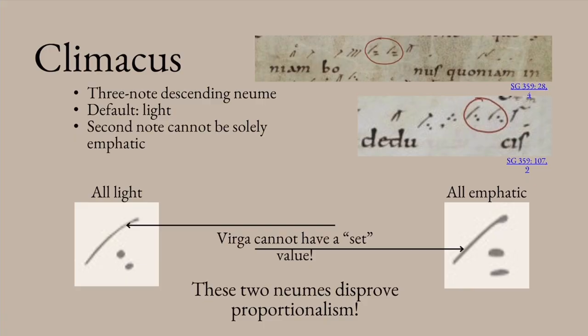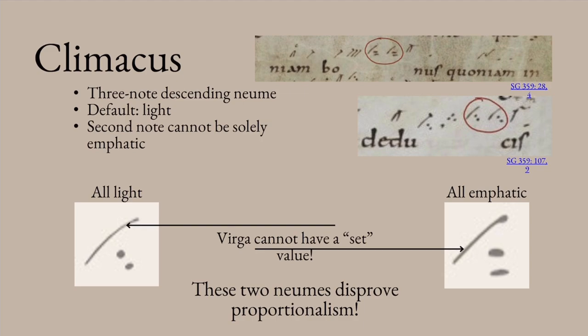The climacus is a three-note descending neume. Default, like always, is light, right? As we've spoken before about neumes, we always have to assume that the default movement is light. Another interesting thing to note is that the second note cannot be emphatic by itself, meaning that you can't have the first note light, the second note long, and then the third note light. It never works like that. And you can see that in the repertoire. That's a little too advanced for what we're going to be focusing on in this video, but just something to note.